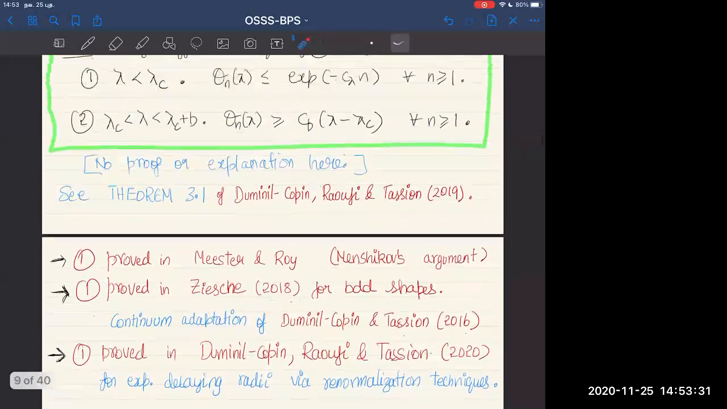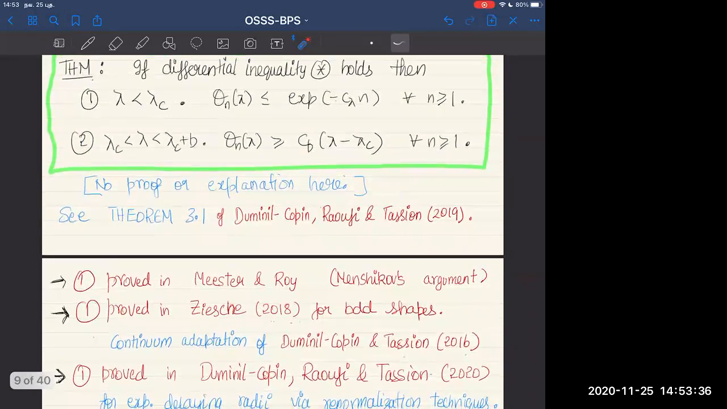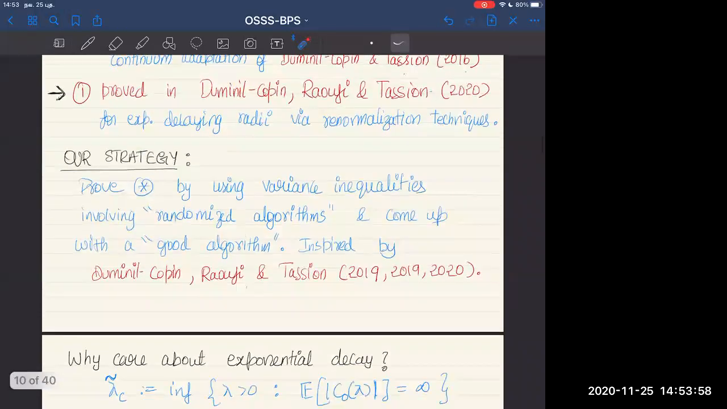As I keep telling some friends, ever since Duminil-Copin, Raoufi, and Tassion wrote these papers, there has been an exponential increase in the number of papers proving exponential decay. Before that, you never got self-contained proofs. People would refer to Menshikov's argument and then refer to paths. But after Duminil-Copin, Raoufi, and Tassion, there has been a dramatic increase in the number of papers proving exponential decay.